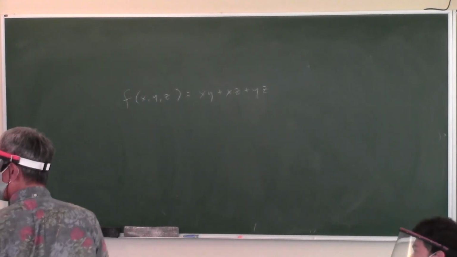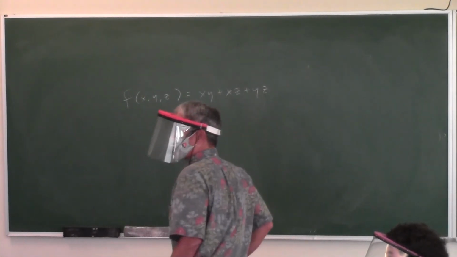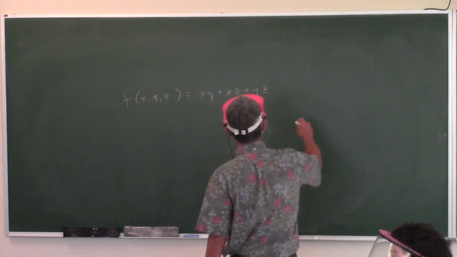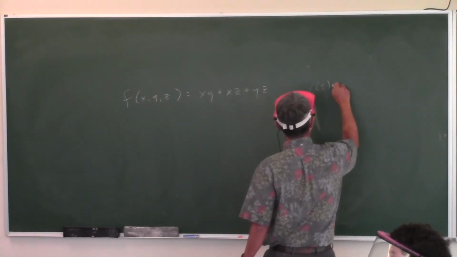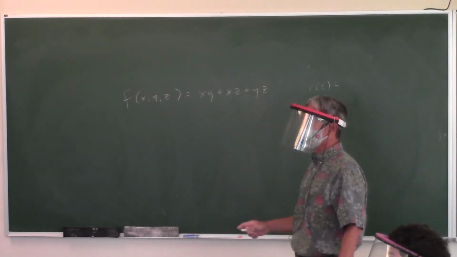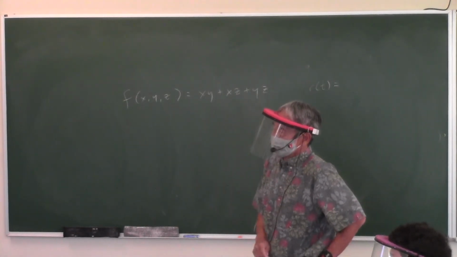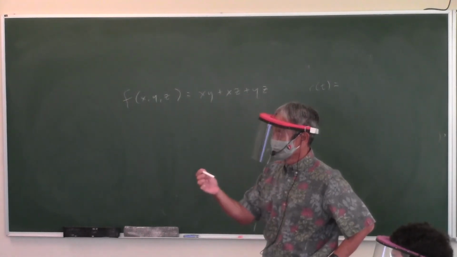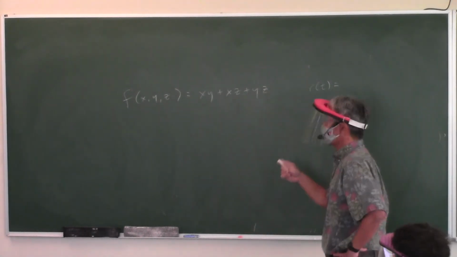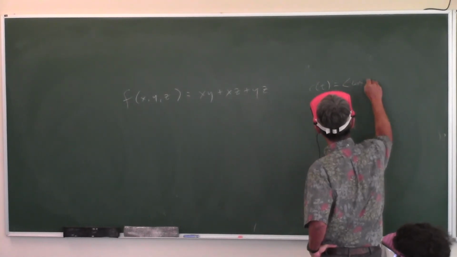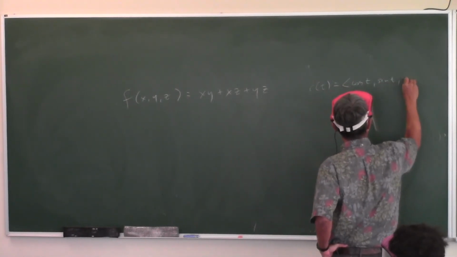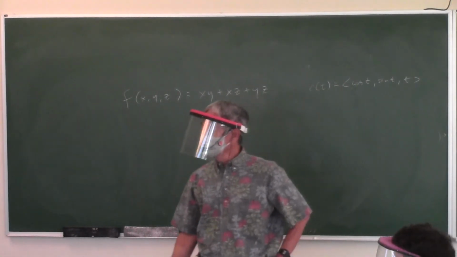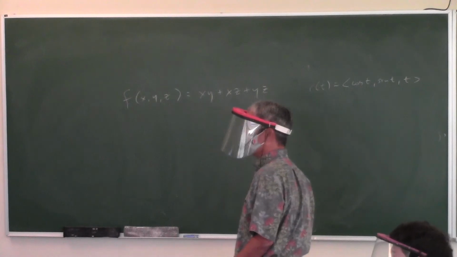Okay, using the chain rule on this, find the rate of change of f along the curve. Somebody give me a curve. Let's just do the helix then. How about cosine t, sine t, t? Isn't that just the helix? Okay, we'll just compute the rate of change.